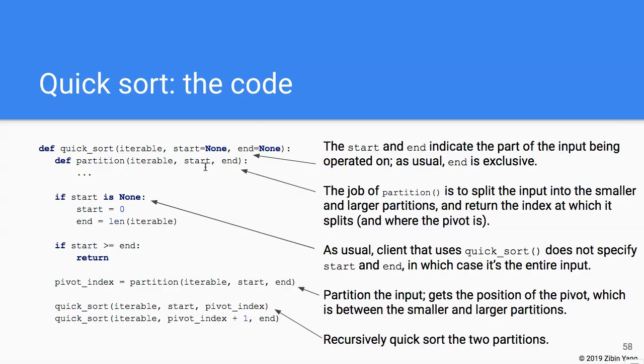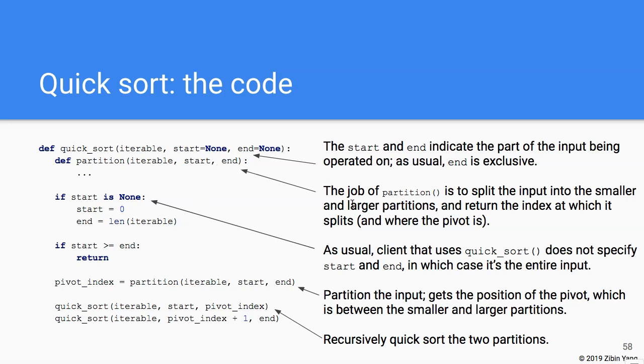And so the way it works is, quicksort as before, because there's a recursive call, and because we're going to sort smaller and smaller parts of the input, we have to have a start and an end index. However, we don't want the client to always have to specify the start and end. So by default, if it's None, then we know we're sorting the entire input. And also, as usual, for the end index, I like to use exclusive. And that is why the end index is the length of the entire iterable.